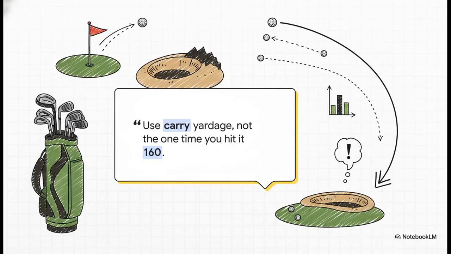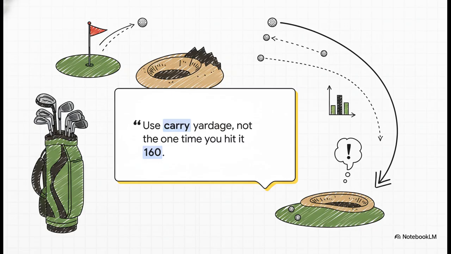Man, this one is absolutely critical. A feature like Map My Bag in TrackMan gives you your honest, average carry distances. Choosing a club based on that one time you absolutely crushed it is just a recipe for disaster. You'll end up short in a bunker every time.